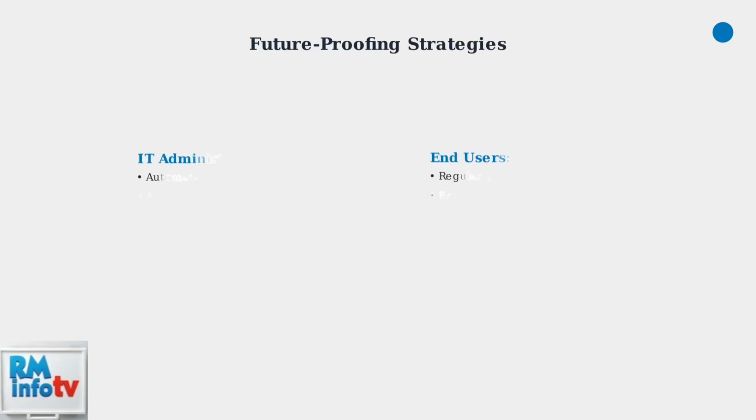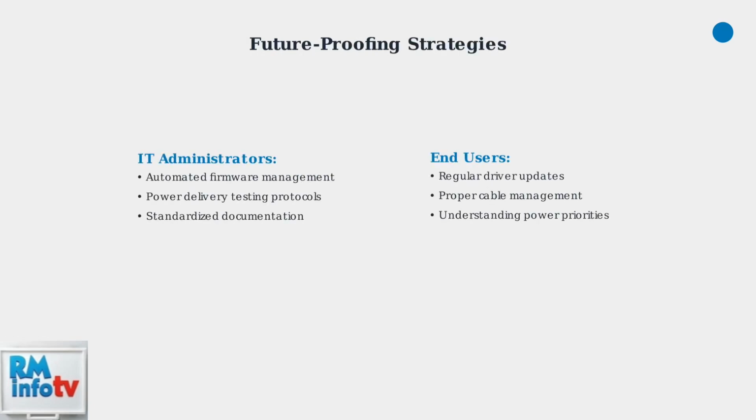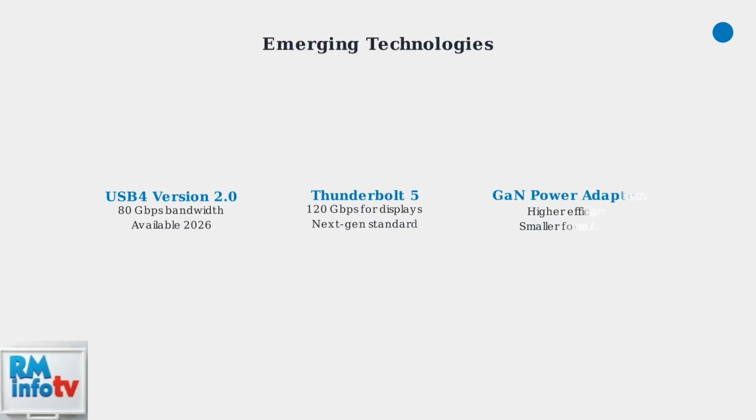Future-proofing requires proactive management. IT administrators should implement automated firmware management systems, while end users must maintain regular driver updates and practice proper cable management. Emerging technologies promise significant improvements.